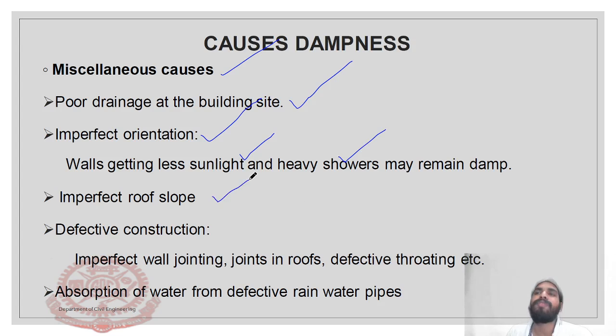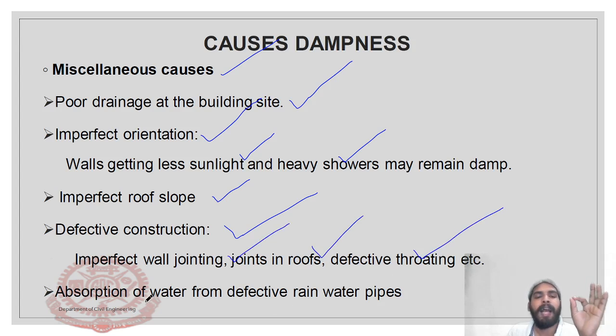The imperfect roof slope. The slope may be deficient, an inefficient slope may be provided. That also may be a cause. Then defective, faulty construction. That is also a parameter, right? Faulty construction is a parameter. That is imperfect wall joints in the roof, defective trotting is provided. Then absorption of water from defective rainwater pipes.